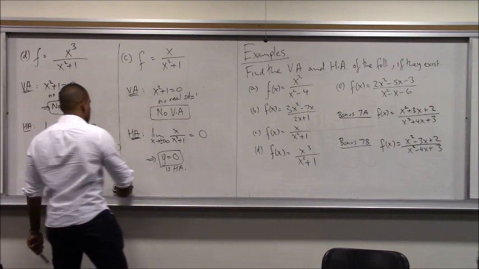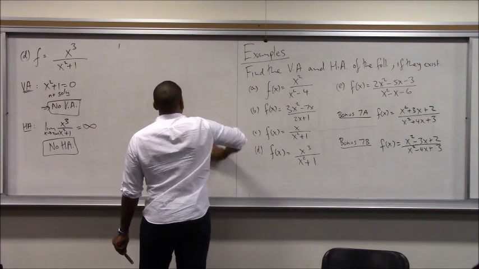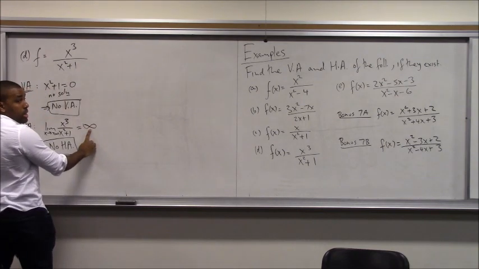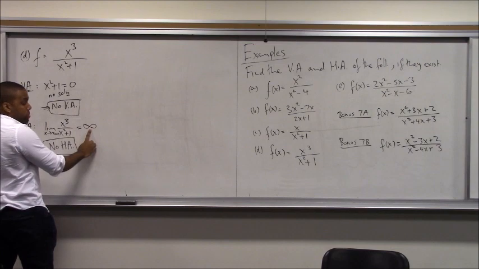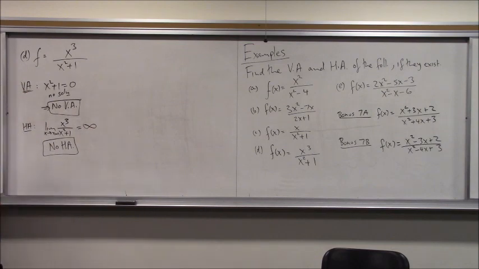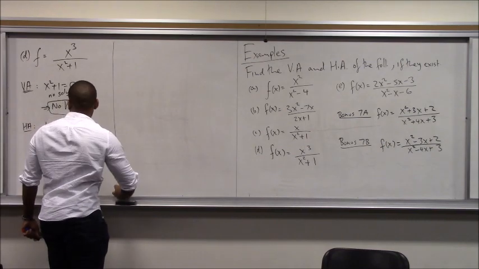This one has neither. Wait, why is that no horizontal? Because you don't get a number. Oh, you get infinity. So to be a horizontal asymptote, you must get a finite number. So when looking at the limits for the horizontal, the infinite case is the only one that gives us nothing. The other two cases will give us an answer.